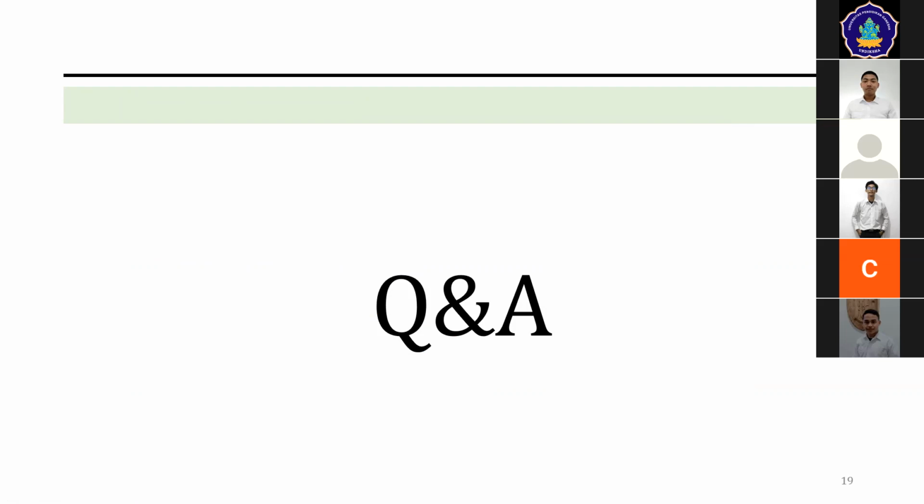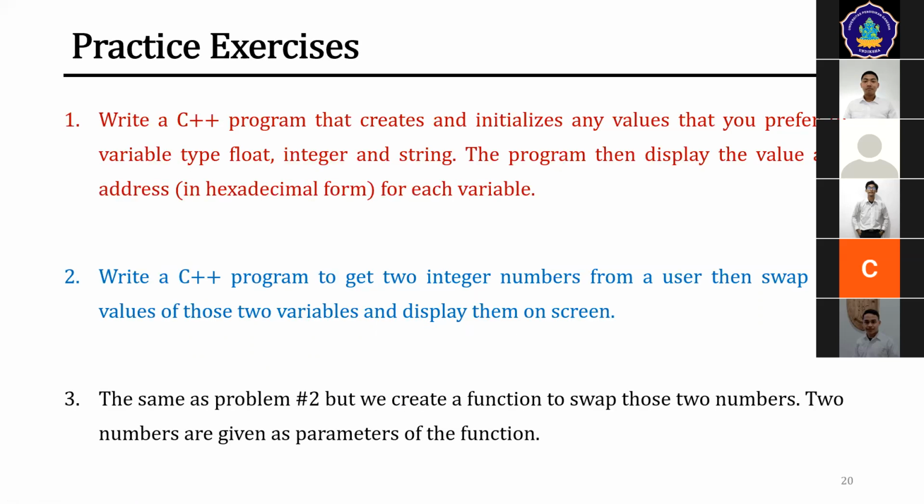So I think we go to the last part of today's slides. We have some practice. Maybe you can try it at home just to recall what you have learned here. Some of the exercises I already showed you in the demonstration, but you can adjust them, we make it the full description. The first exercise is to create and initialize any value that you like, but we need 3 data types: float, integer, and string. Then you put any value into each variable. These are normal variables, no pointer. Next, the goal is to display the value and also the address for each variable.